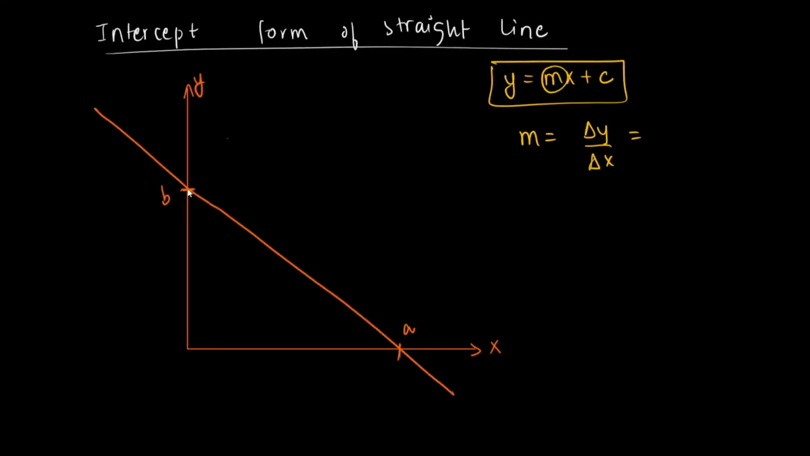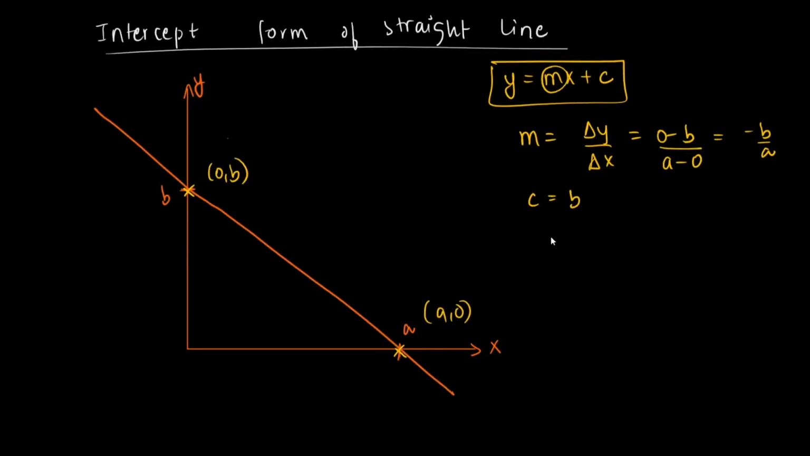Let's figure out 2 points. So let's just take these 2 points right here. This point is 0 comma b, and this one is a comma 0. The change in y is 0 minus b, and the change in x is a minus 0. So that's equal to minus b by a. What's c? Well, c is the y-intercept, in this case it's b.